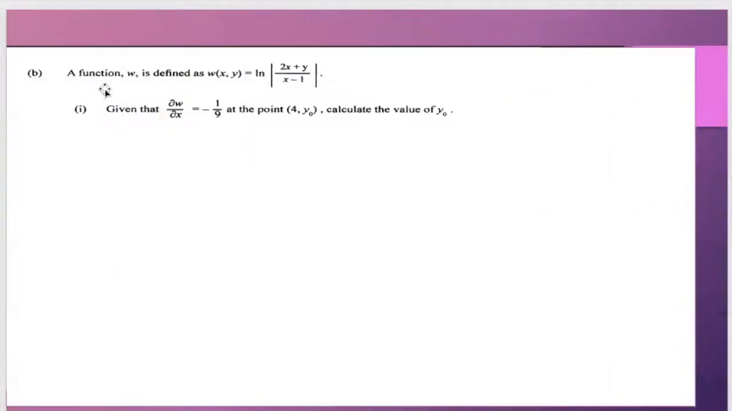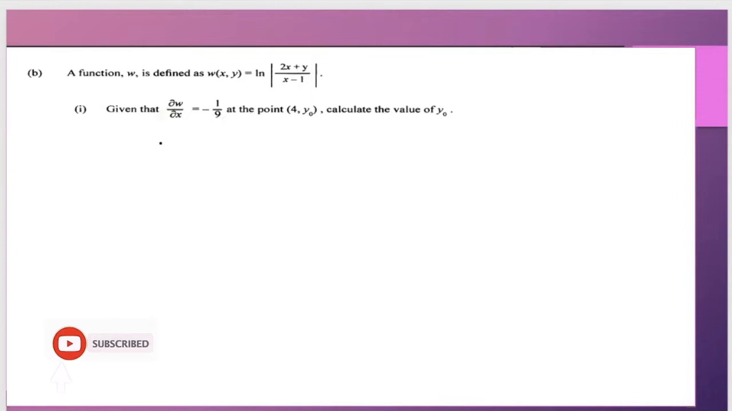Here we have a function w defined as a function of x and y, where we have ln, and then in the numerator 2x plus y, the denominator x minus 1, and we find the modulus of this. Now, given that the partial derivative with respect to x is equal to -1/9 at the point (4, y), calculate the value of y.